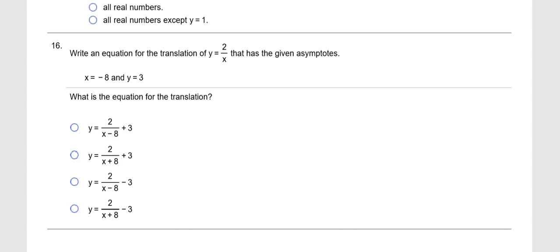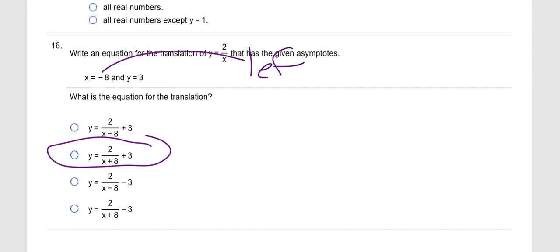left 8 and up 3. Left 8 and up 3. That's what they're telling me with those asymptotes. So can you find one of those 4 equations that moves left 8 and up 3? That one goes left 8 and down 3. I want left 8 and up 3. Even though they're not lettered, you are correct if you said B, because we'll just call this B, the second one down. But you need to be able to look at that and go, oh, that says left 8. And that says up 3, and then you need to find an equation that says that.